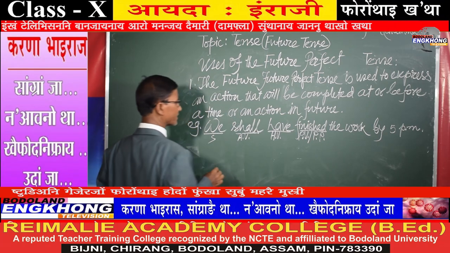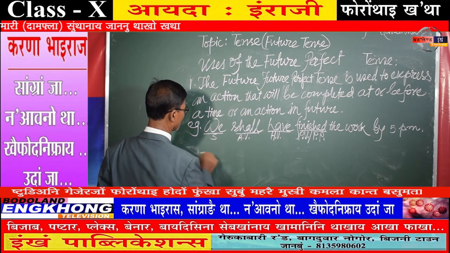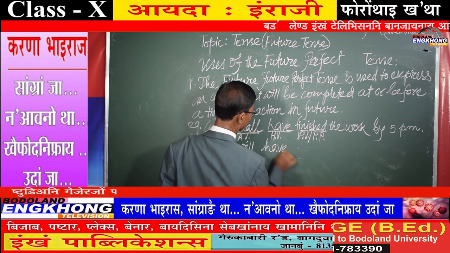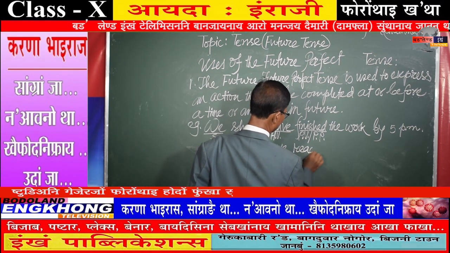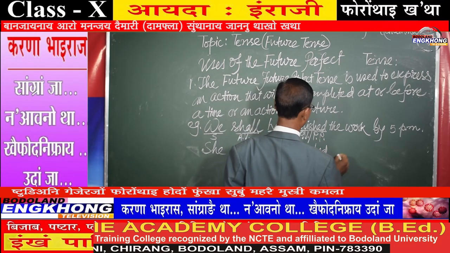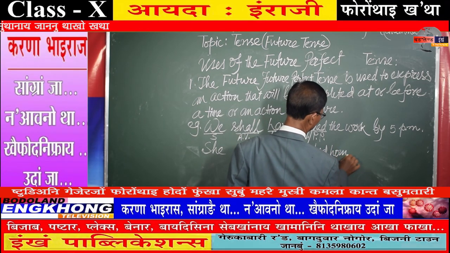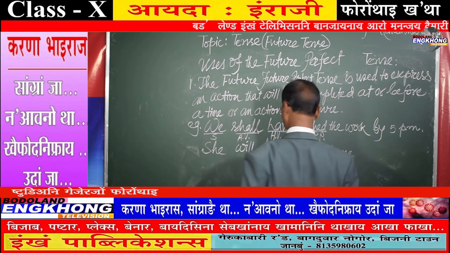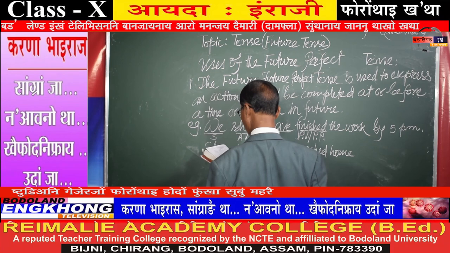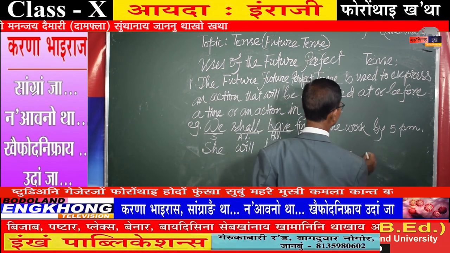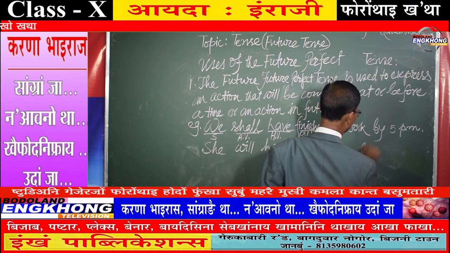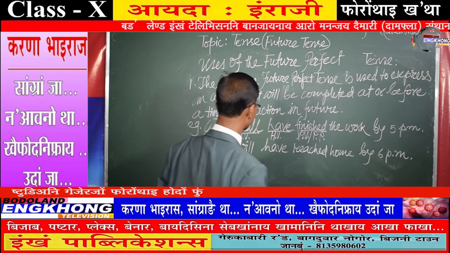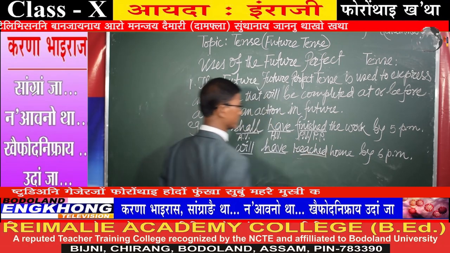Okay, now let me write another sentence. She will have reached home. She will have reached home by, again time, okay, by 6 PM, like this. Here also, three verbs: will have reached.